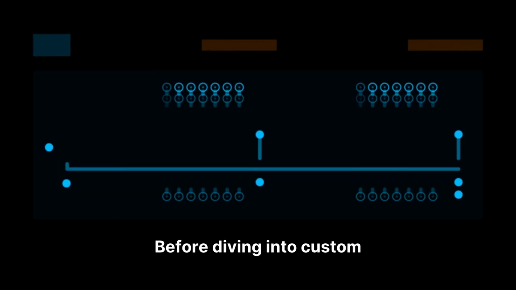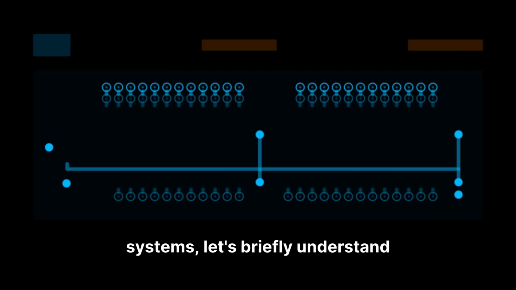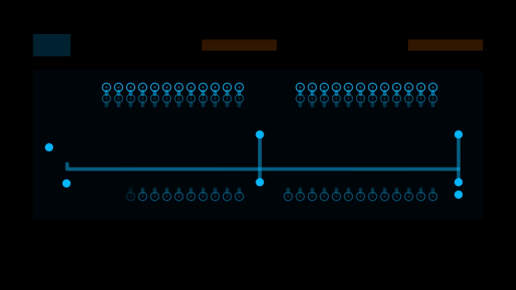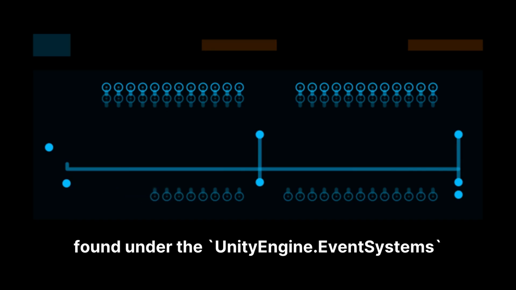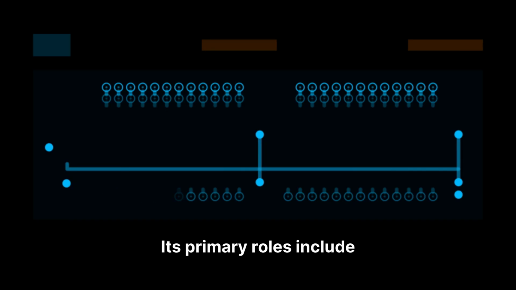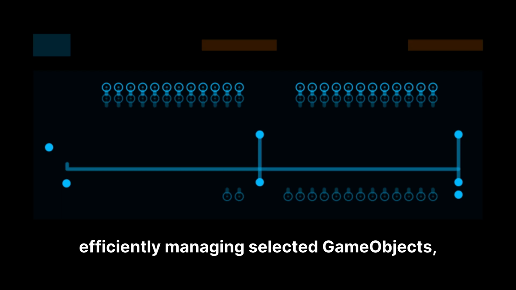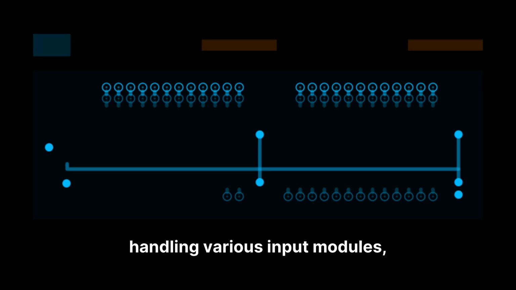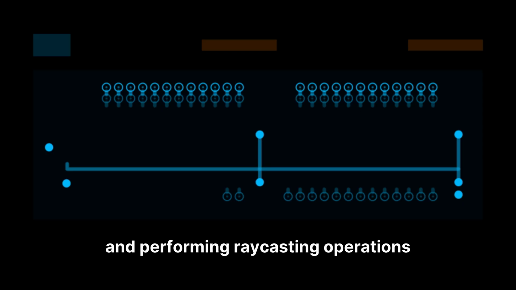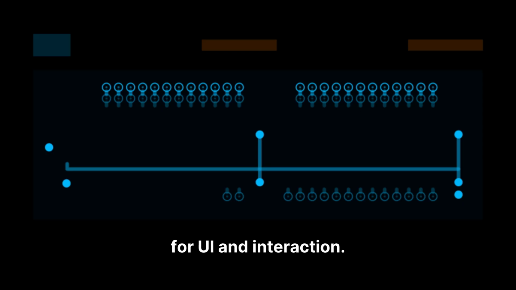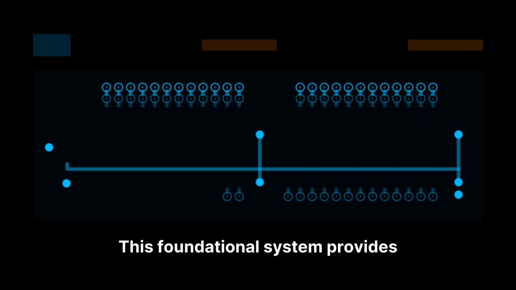Before diving into custom systems, let's briefly understand Unity's built-in event system, found under the UnityEngine.EventSystems namespace. Its primary roles include efficiently managing selected game objects, handling various input modules, and performing raycasting operations for UI and interaction. This foundational system provides a robust framework for many common UI interactions.